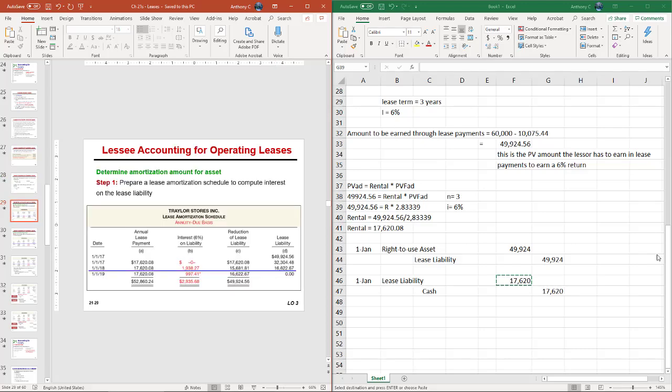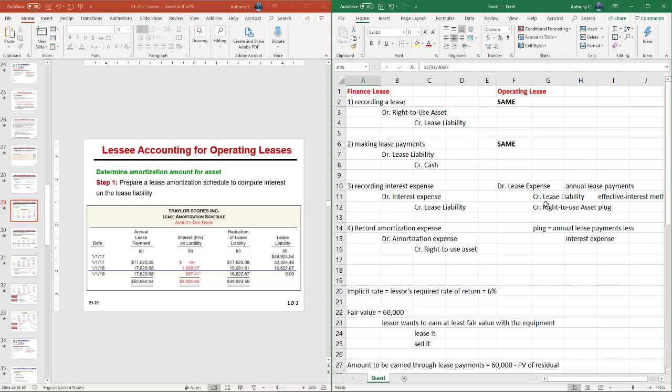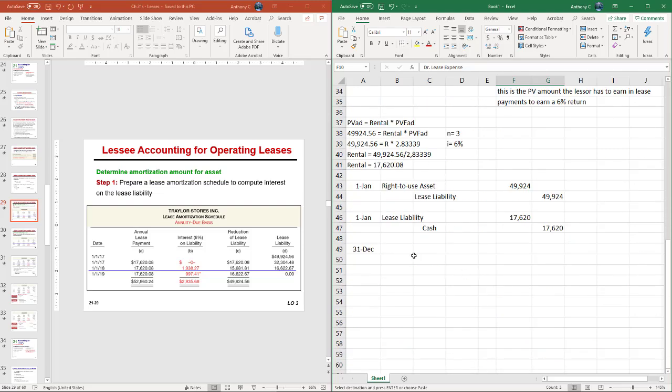Right, and then as I mentioned before, at the end of each period, we need to accrue our interest and record our amortization expense. So this will be done at the end of the year. Again, when we go to record amortization and interest expense under an operating lease, we're going to record it under a single lease expense. Right, so I'm just going to copy down this journal entry from above as before.